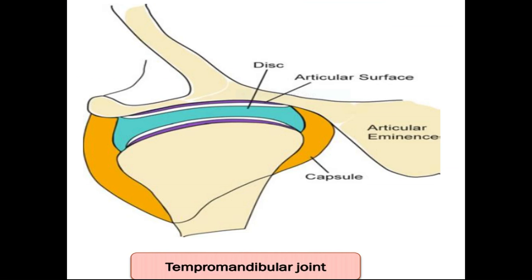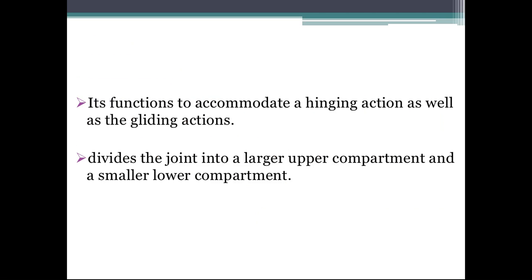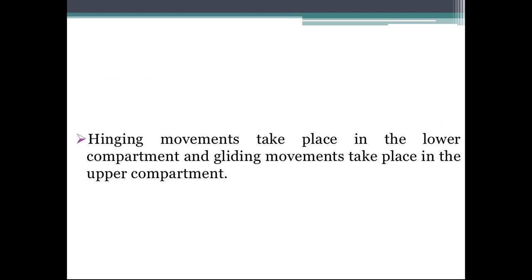This picture shows the temporomandibular joint. Anatomy. Articular disc. It is the most important anatomical structure of the TMJ. It is a biconcave fibrocartilaginous structure. It functions to accommodate a hinging action as well as gliding actions, and divides the joint into a larger upper compartment and a smaller lower compartment. Hinging movements take place in the lower compartment and the gliding movements take place in the upper compartment.